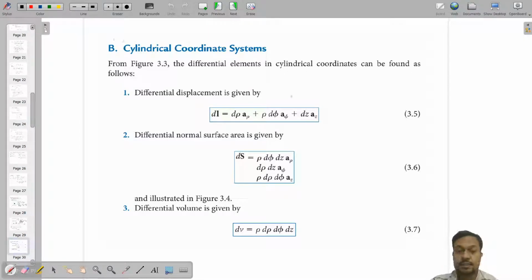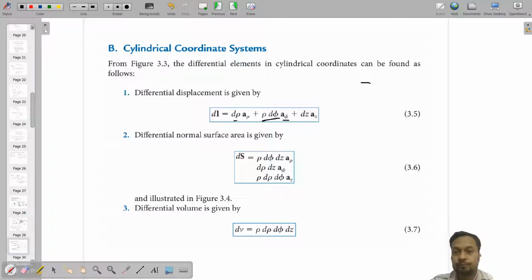In the cylindrical coordinate system, the equations differ a little from the Cartesian. For rho we get the unit vector a rho, which simply gives the differential length d rho. However, for phi we get the differential length rho d phi.